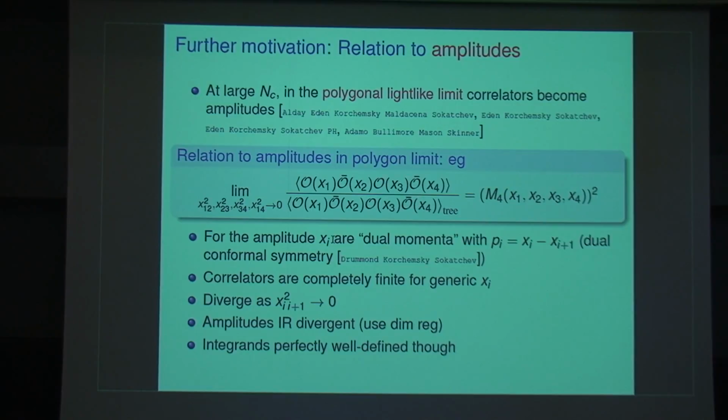So similarly on this side, this correlation function, by the way, is a completely finite quantity as long as your x's are at general positions. It's completely finite, but when I go to this limit, it becomes divergent. So both quantities are divergent, but at the integrand level, both quantities are perfectly well defined, and I'm going to be looking at this at the integrand level.